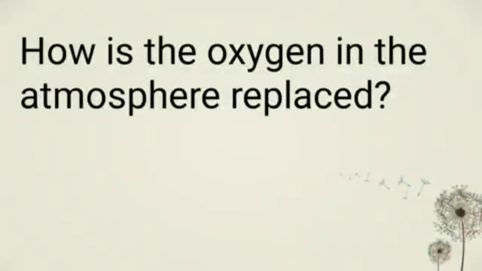So the balance of oxygen and carbon dioxide in the atmosphere is maintained through respiration in plants and animals, and by photosynthesis in plants, we can say. This shows the interdependence of plants and animals.